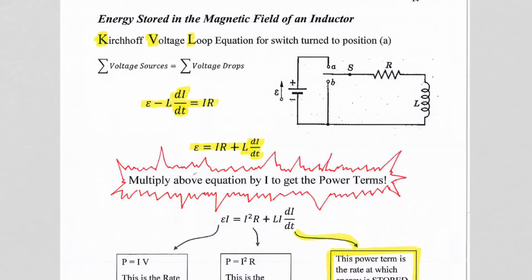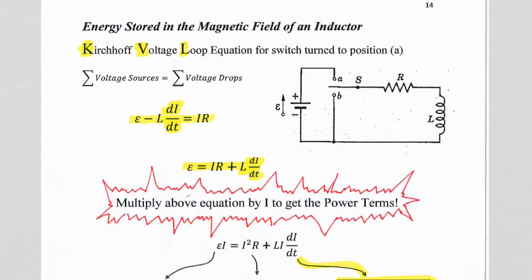In this lesson, we're going to look at how the energy gets stored in the magnetic field of the inductor as the current begins to flow through the solenoid and the B field begins to grow. So we're going to begin our analysis by flipping the switch to position A and letting the current flow.